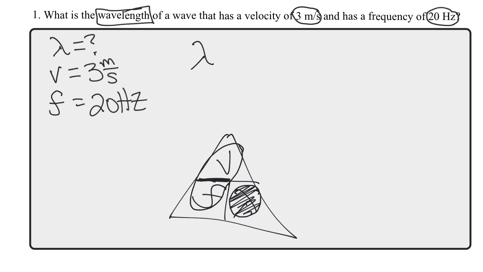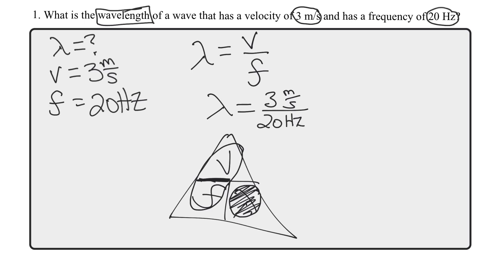So I'm going to write my equation in variables: lambda equals v over f. I need all of these things to get full credit. All right, now I'm ready to plug in some numbers. So I can write lambda equals, instead of v, 3 meters per second, and instead of f, 20 hertz. Now I'm going to take my handy dandy calculator. I'm going to do 3 divided by 20, and I see that that's 0.15. And then my units, meters per second divided by hertz.